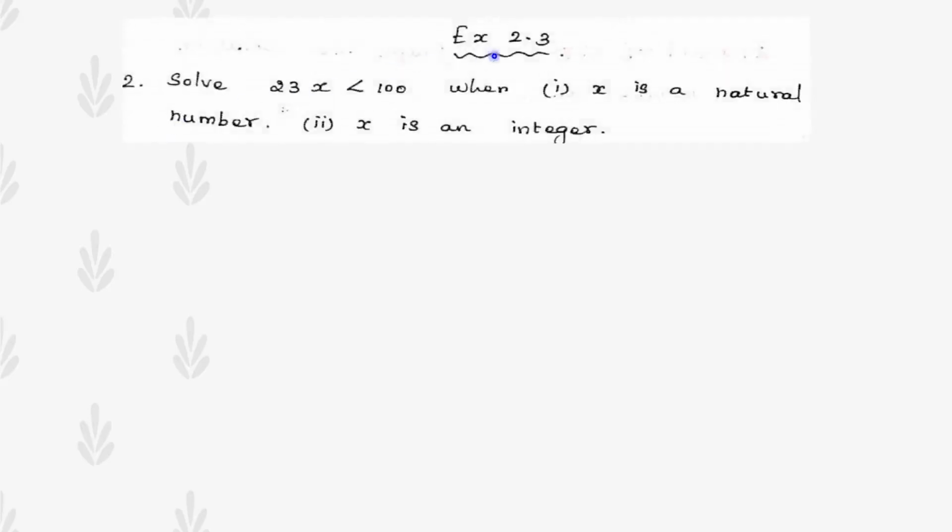Now we are going to see exercise 2.3 problems. In that, the second one: solve 23x less than 100. Solve means you have to find the unknown value. Here the unknown value is x. So we want to find the x values. The first subdivision is x is a natural number.